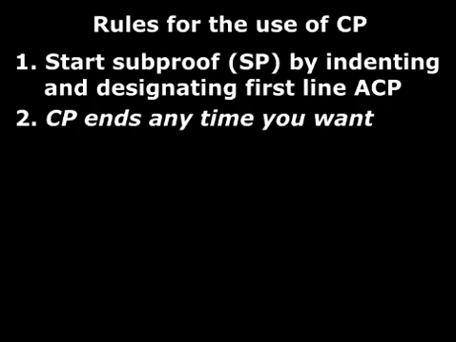I say it because in chapter 4 we'll have another kind of subproof we can do, indirect proof, that requires a specific kind of statement. You can't end it any time you want. You have to have a specific sort of statement before you can end it. With conditional proof, you can end any time you want. What do I mean by that?